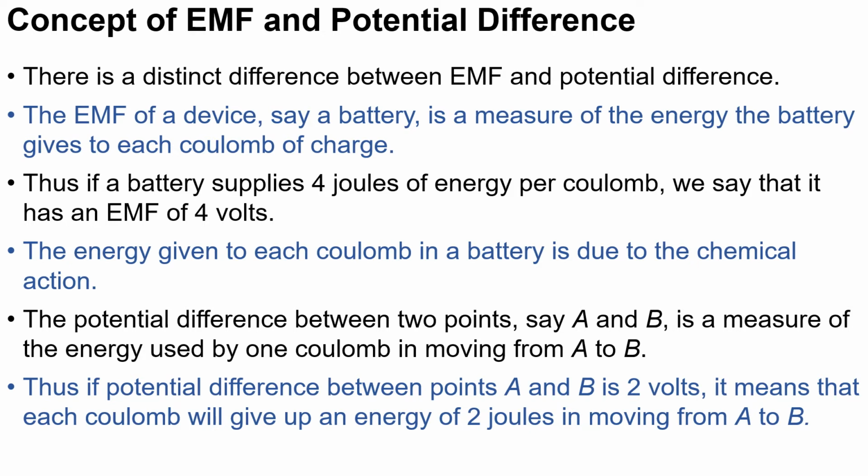The potential difference between 2 points, say A and B, is a measure of the energy used by 1 coulomb in moving from A to B. Thus if potential difference between points A and B is 2 volts, it means that each coulomb will give up an energy of 2 joules in moving from A to B.